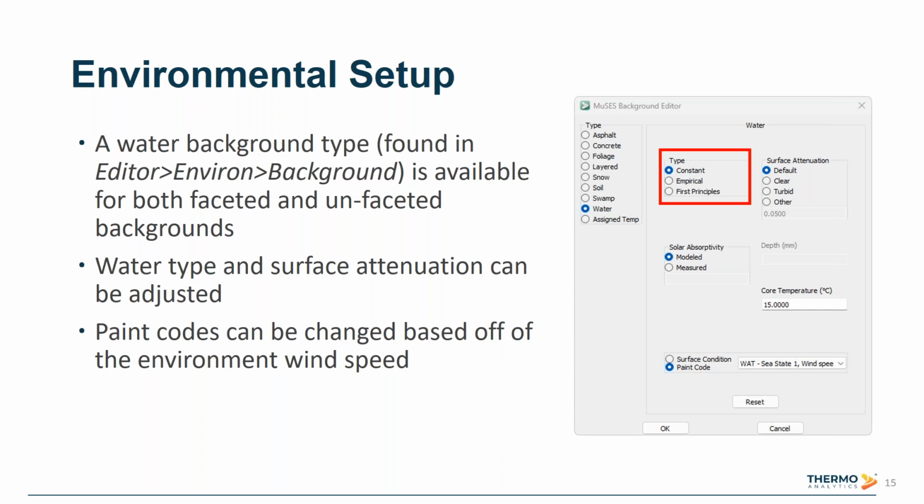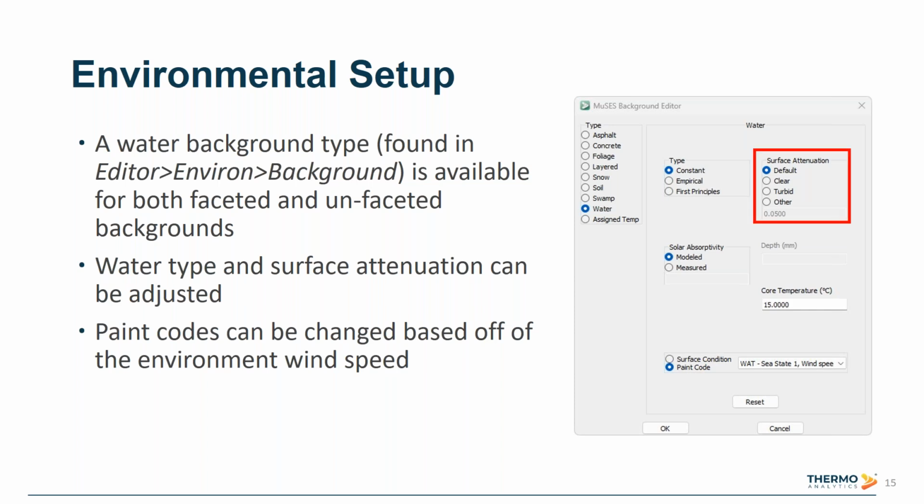The constant water type is the simplest. This sets the surface temperature to whatever core temperature you set as the user. The empirical model predicts the temperature as a function of latitude with adjustments for seasonal variations. The first principle model takes a user-specified depth and creates a one-dimensional model simulating the natural convection and solid conduction through the water layer depths. The surface temperature will also vary depending on solar load and air temperature.